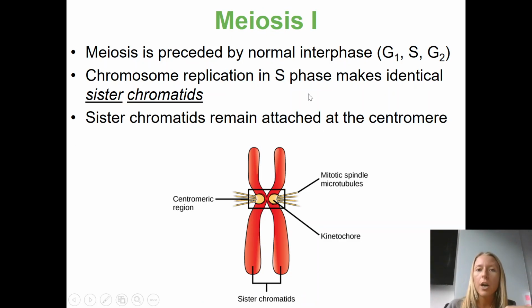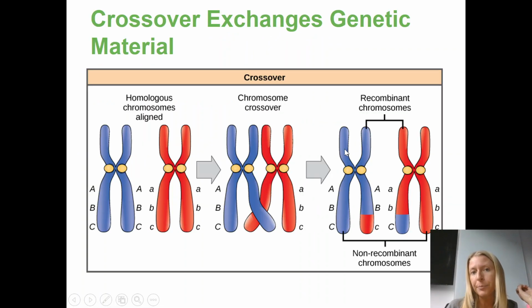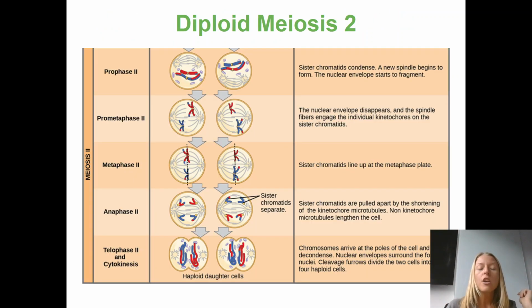Now, again, talking about what happens with meiosis 1, we have chromosome replication in S phase makes identical sister chromatids, and they're going to remain attached at the centromere. Okay, so in prophase 1, we have our homologous pairs of chromosomes, so one from mom, one from dad, and this is where they touch each other and trade segments of DNA. Okay, so this is exactly what happens with crossing over, where this is where we end up with different types of genes in the same places on the chromosome. So meiosis 2 basically looks, again, very similar to mitosis.